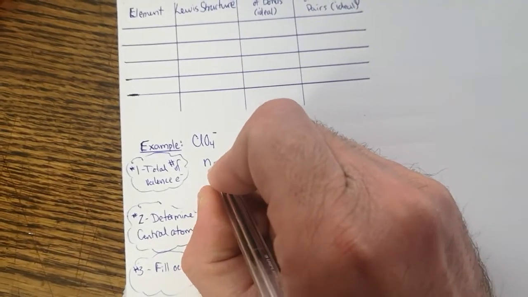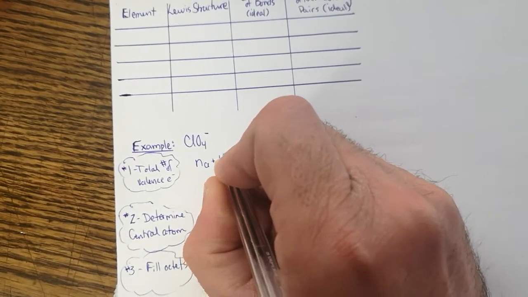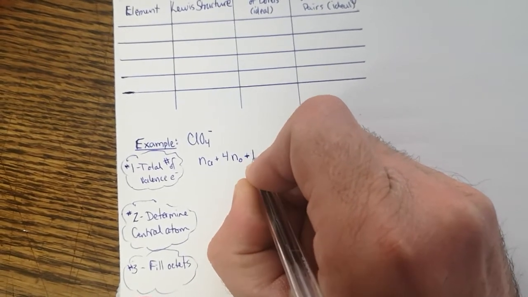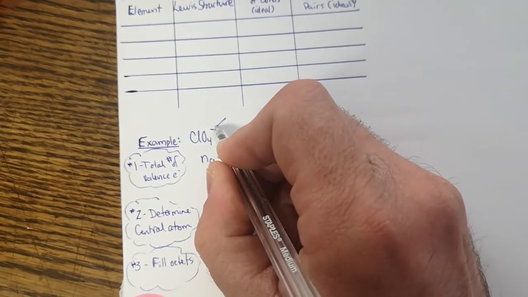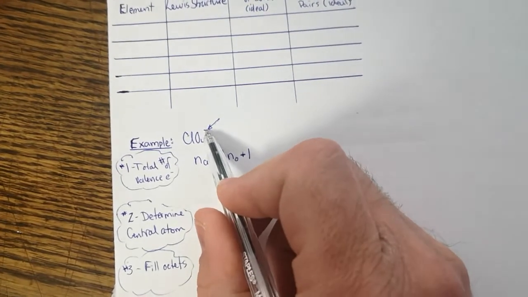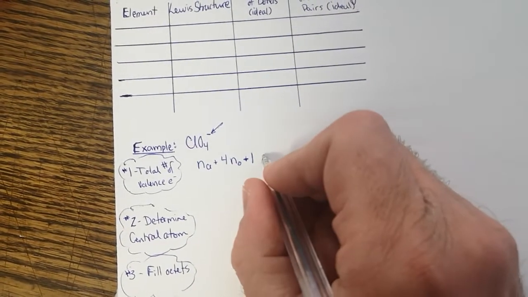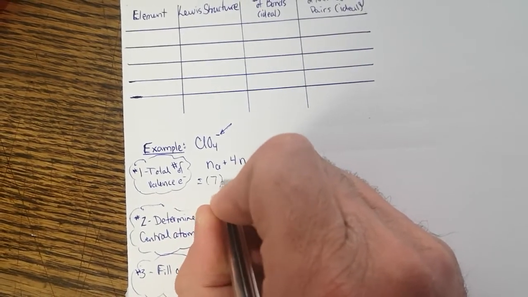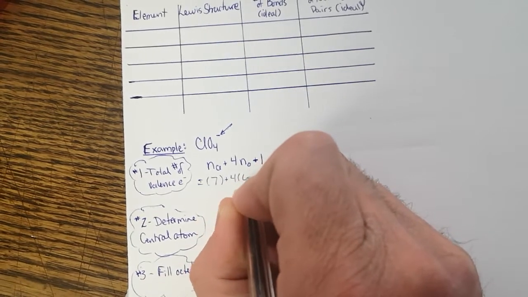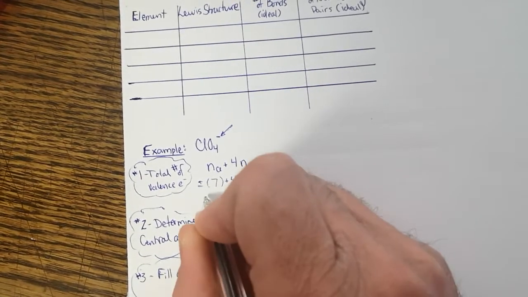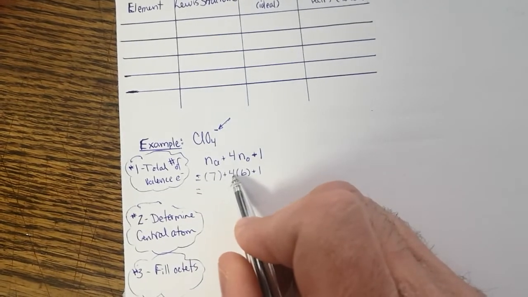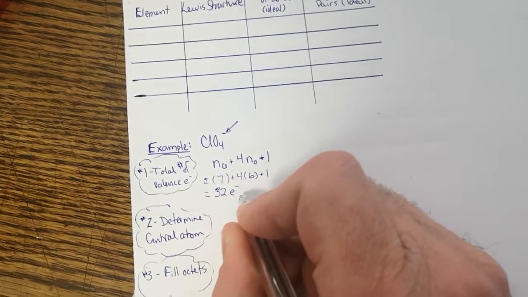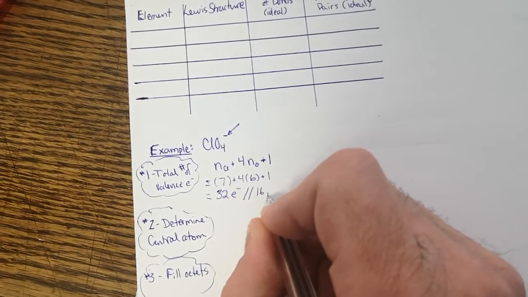So the number of valence electrons from chlorine plus 4 times the number of valence electrons from oxygen plus 1 extra electron. That's where the extra electron is going to give us our total valence count. Chlorine has 7. Each oxygen has 6, plus 1. So here we've got 25 plus 7 makes 32 electrons, or 16 pairs.